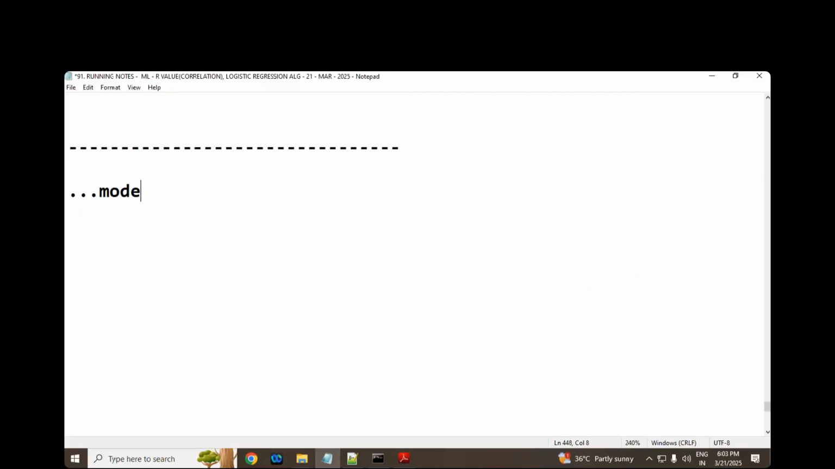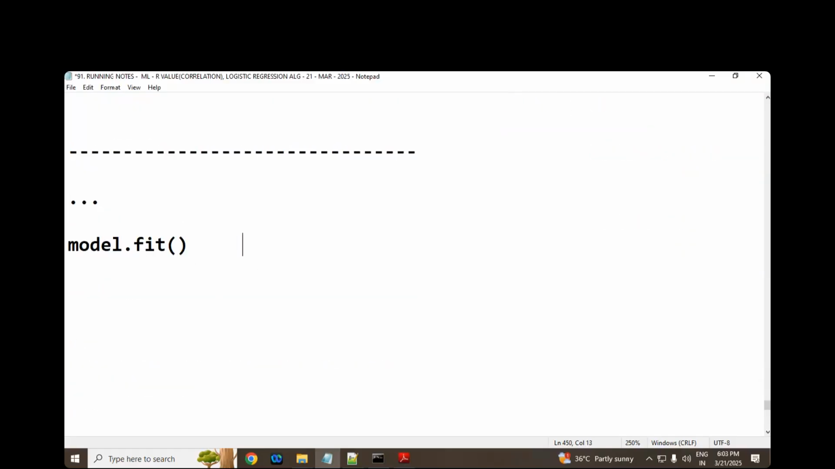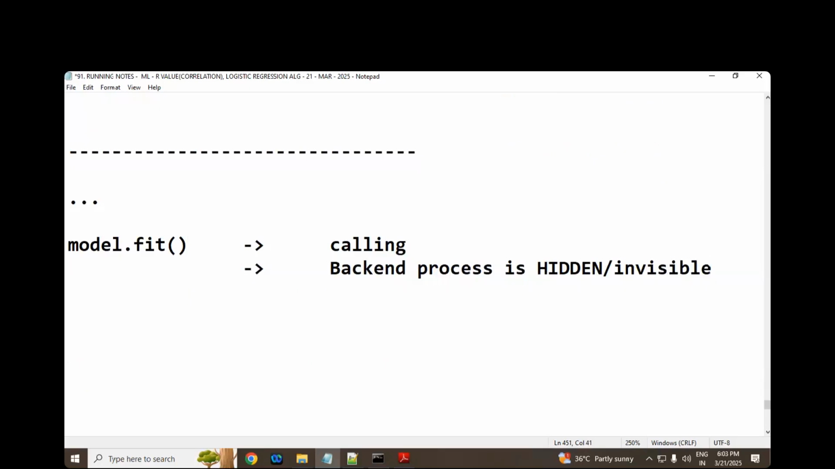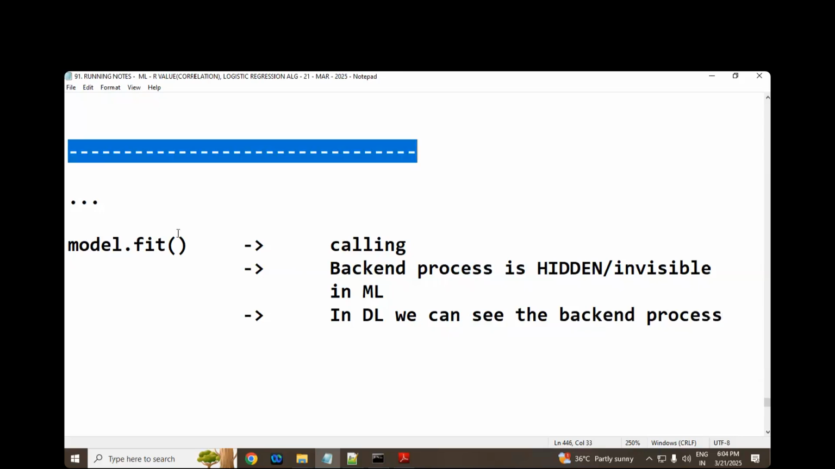We know these steps very well. Model dot fit method. The moment you call this model dot fit method, the backend process is hidden. Hidden in the sense, I can say invisible. We cannot see that in machine learning. In ML we cannot see, but in DL we can see the backend process. If you want, let me show you one small example. You will get more clarity.